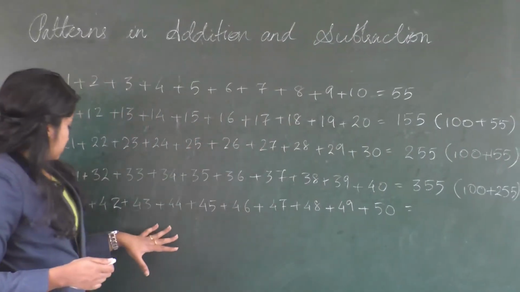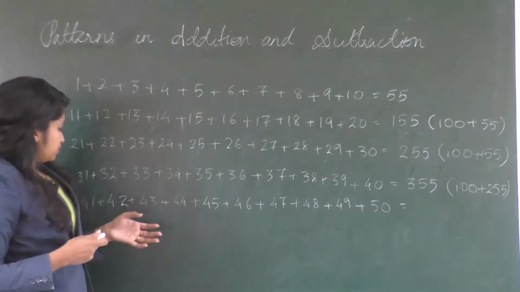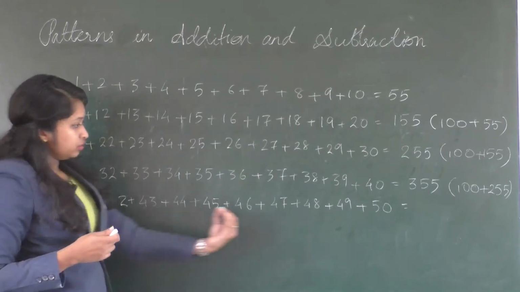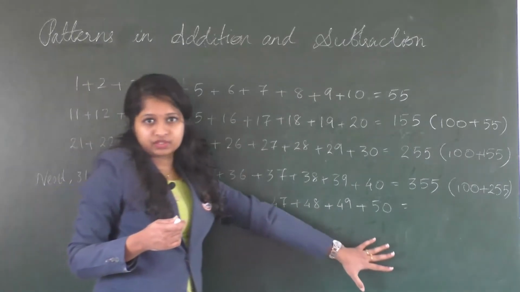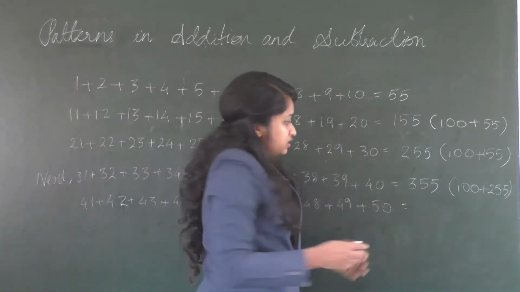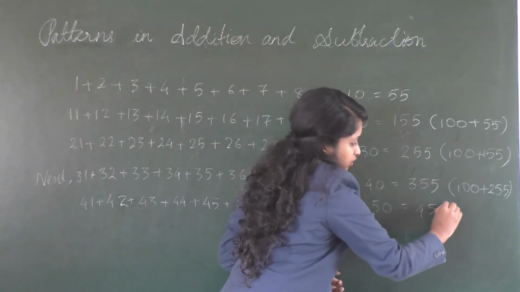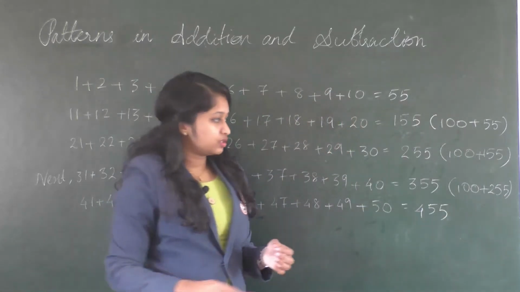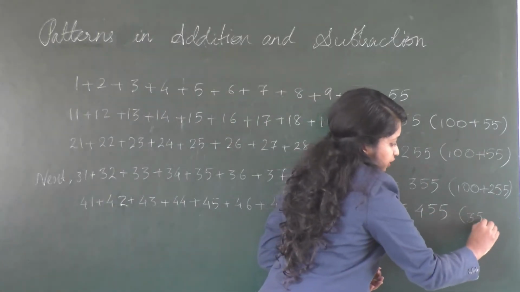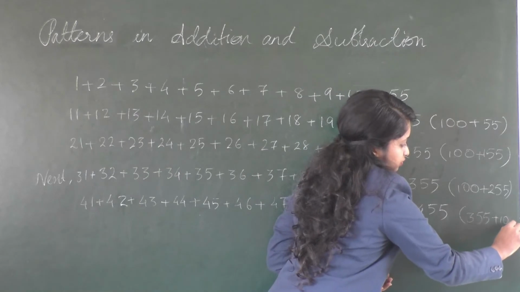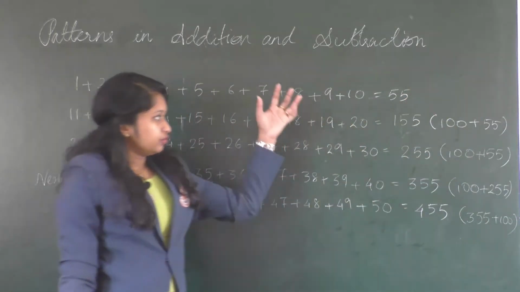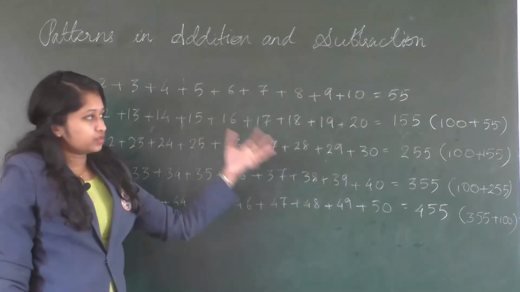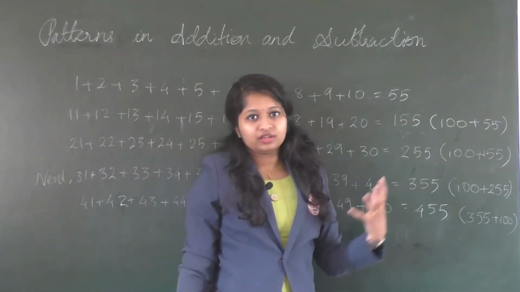Now if you see this last row, 41 to 50, we need not add all these numbers. From this pattern we can easily understand it is 455, because this is 355 plus 100. So there is an increase of 100 in each row. So this is a pattern.